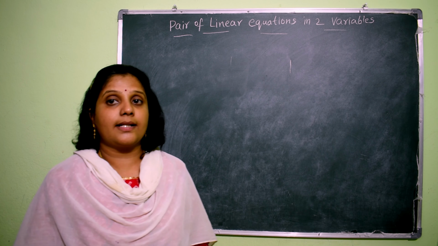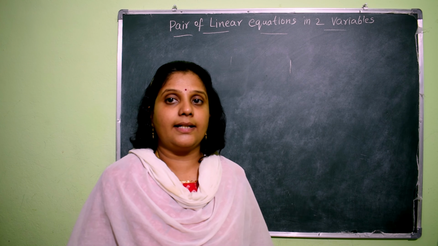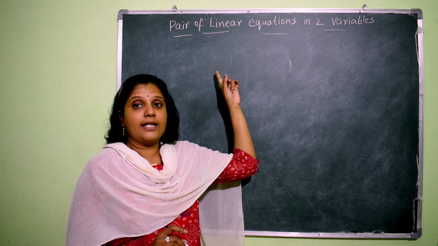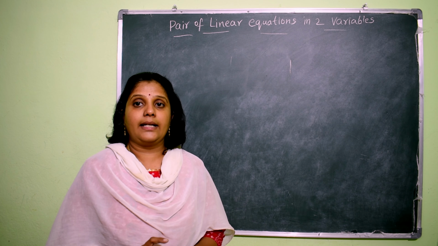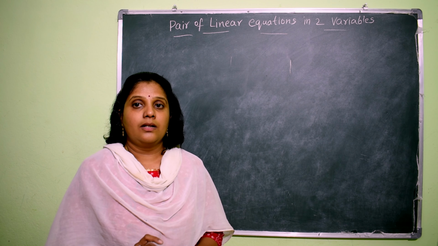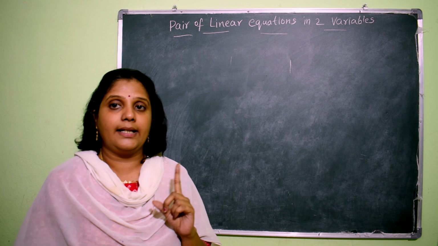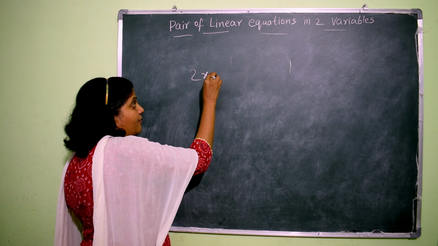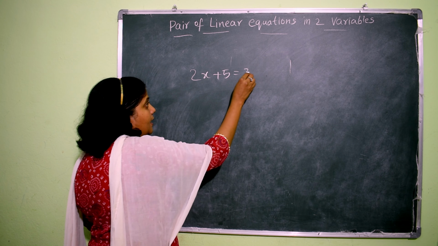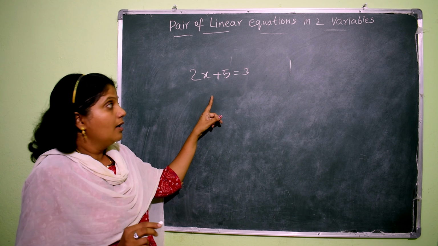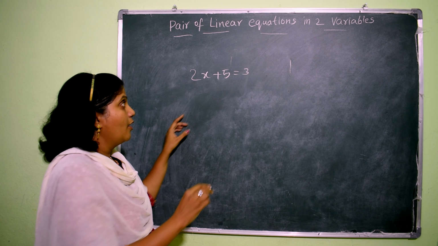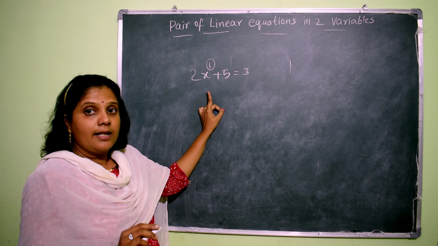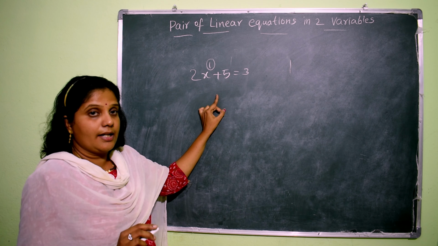Today we are going to discuss the third chapter in 10th class, that is pair of linear equations in two variables. First of all, what is meant by a linear equation? An equation of degree 1. If an equation has degree 1, it is called a linear equation. Suppose 2x + 5 = 3. What is the degree of x? The degree of x is 1, so we can say that it is a linear equation.